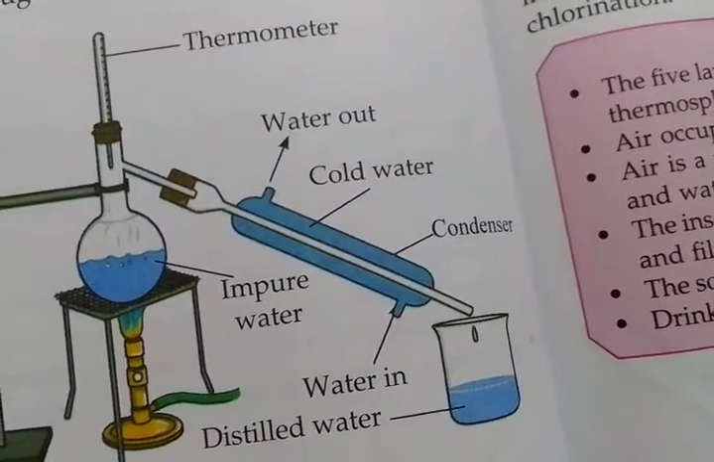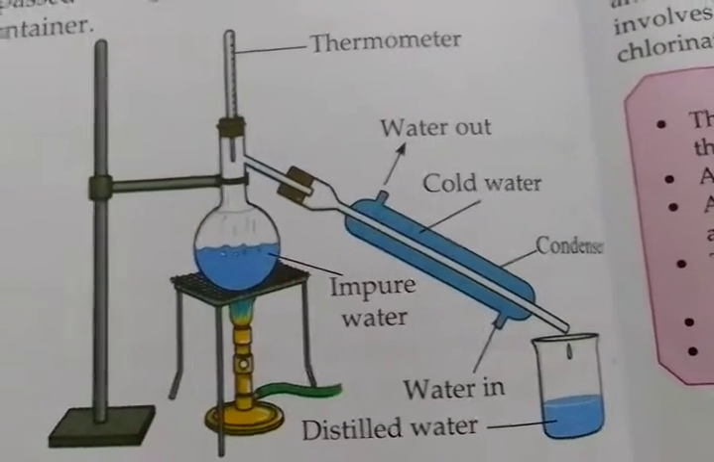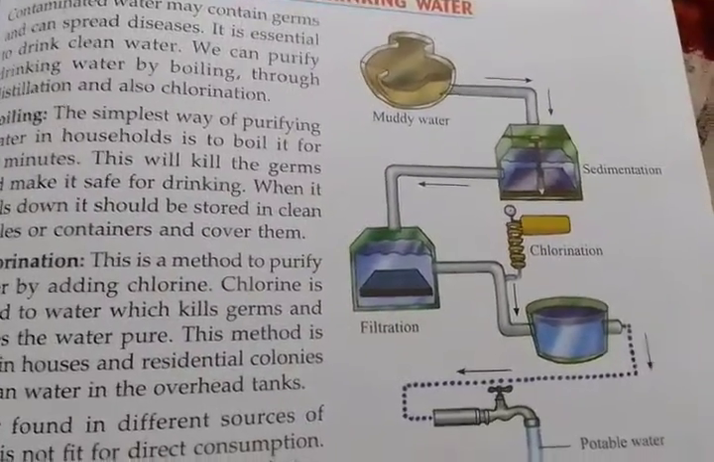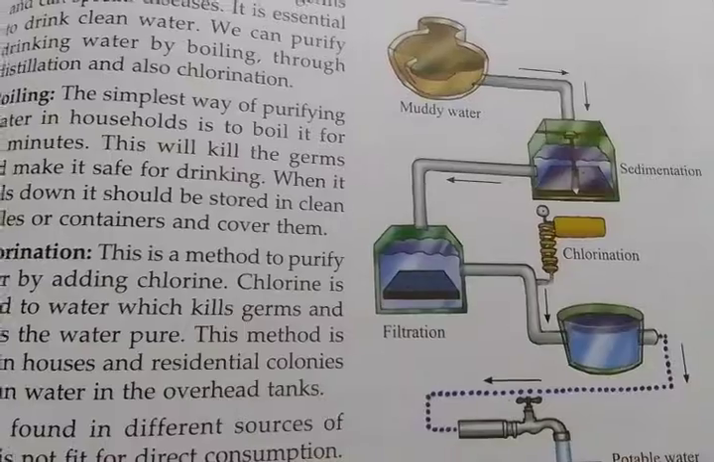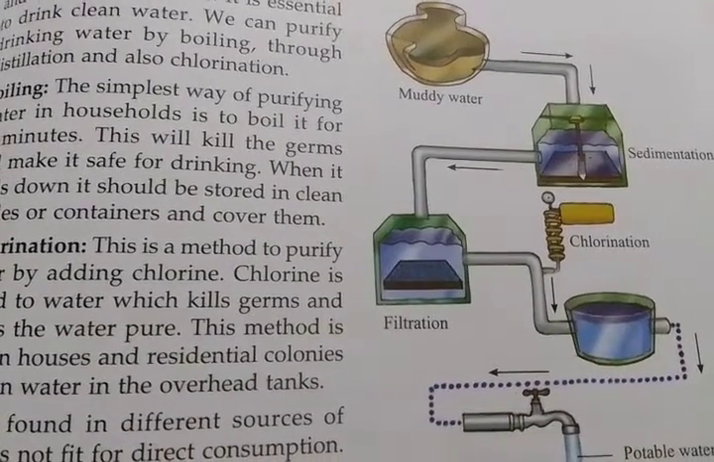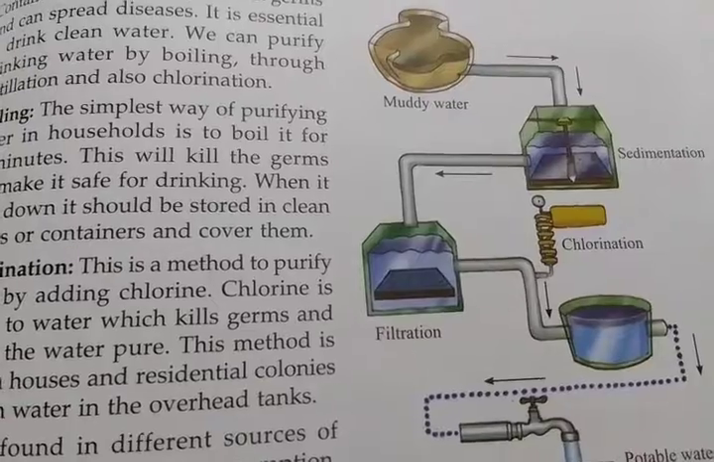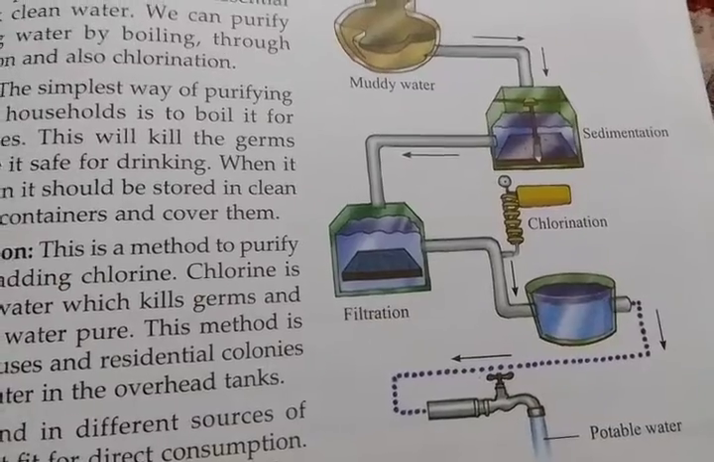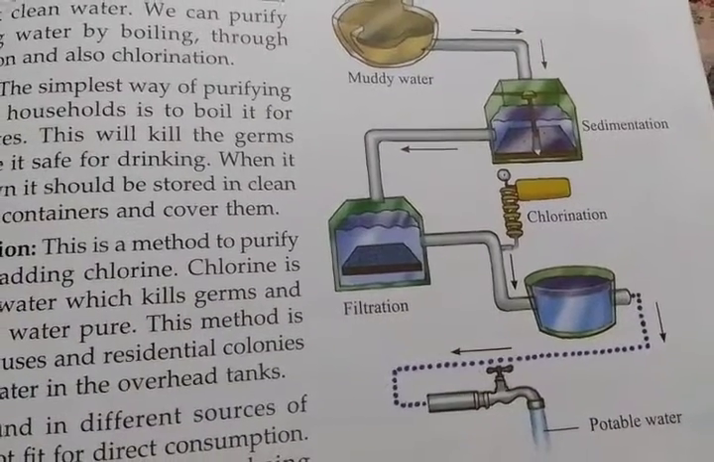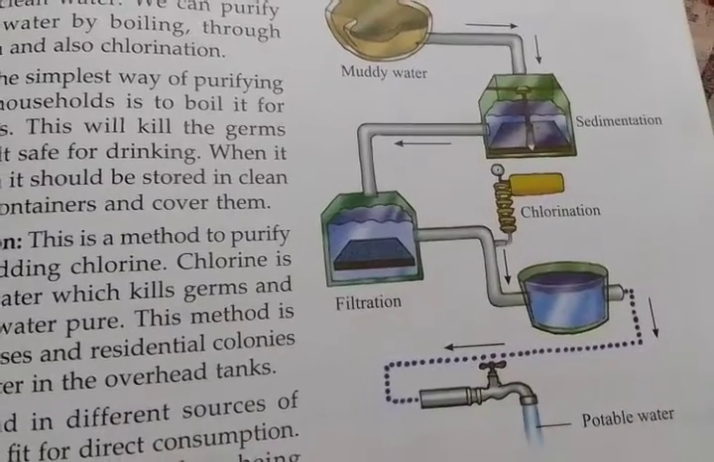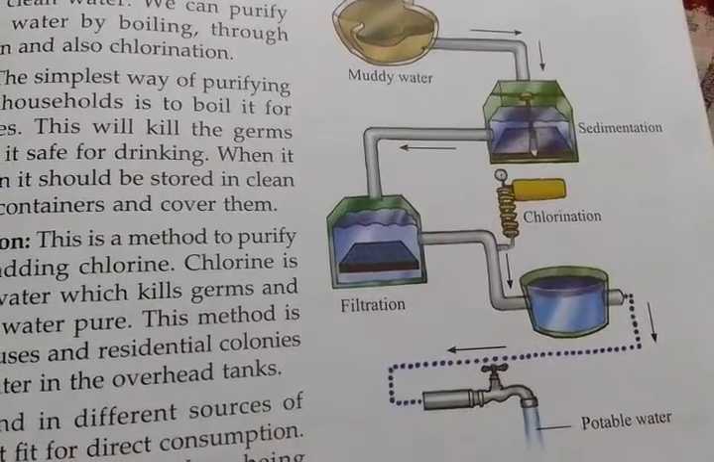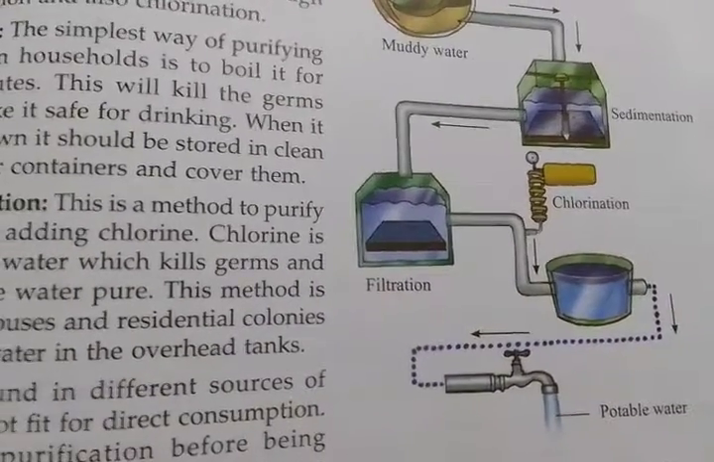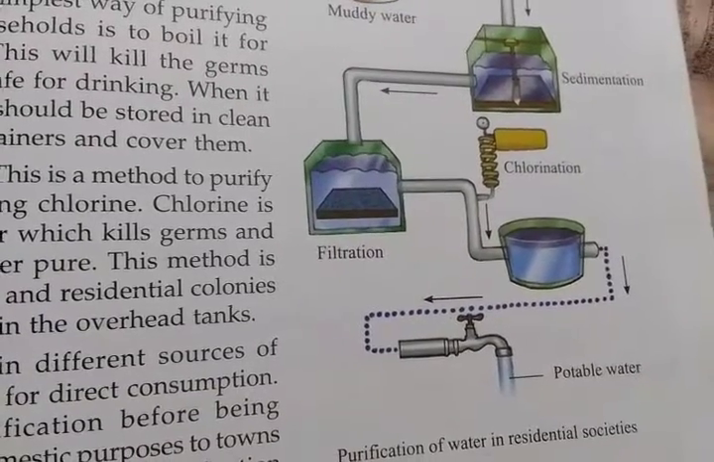Now, how can we purify drinking water? Contaminated water may contain germs and can spread disease. So, it is very essential to drink clean water. Boiling is the simplest way of purifying water in households, and we have to boil the water for 10 minutes. This will kill the germs and make it safe for drinking. When it cools down, it should be stored in clean bottles or containers and covered.